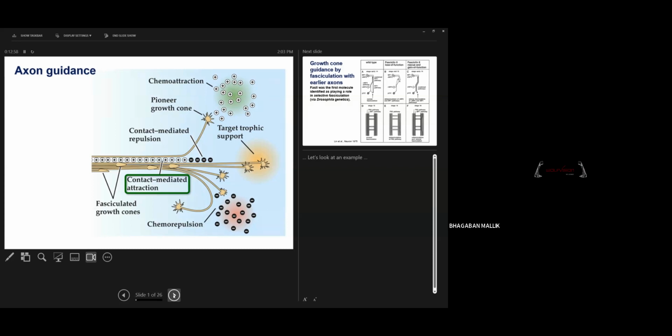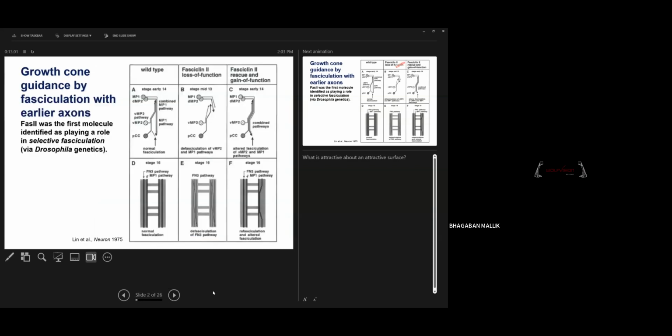On the next slide, this study was done in a Drosophila model, where they identified a molecule called FAS2, fasciculin 2, which helps in fasciculation of the axon. So this is an example of contact mediated attraction. In that category it falls. This study was done in Drosophila, and fasciculin 2 was identified through Drosophila genetics. By doing a gene knockout or knockdown approach, they identified that fasciculin 2 is important for axon guidance through a contact mediated attraction mechanism.